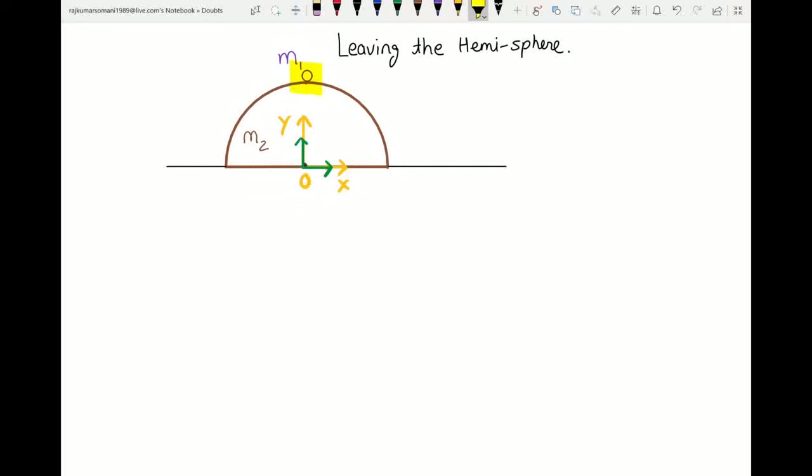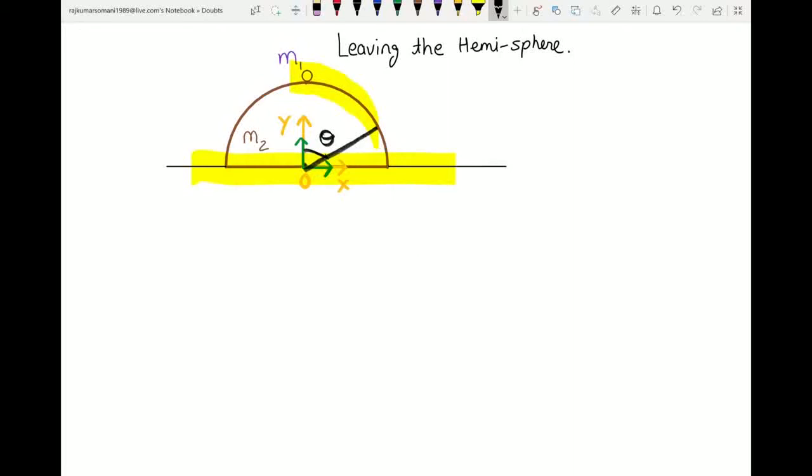It is given that there is no friction between the horizontal ground surface and the hemisphere. On this surface there is no friction. This particle of mass m1 will slide down over this hemispherical surface like this, and we are supposed to find the equation of the angle theta at which the particle will break contact with the hemisphere.